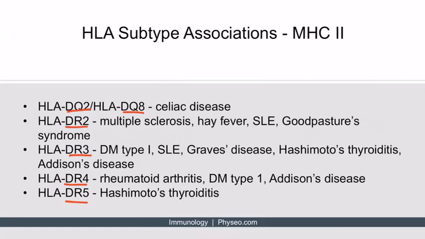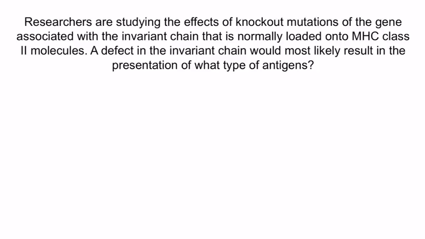Okay, now that we've discussed the content, let's review with a question. Researchers are studying the effects of knockout mutations of the gene associated with the invariant chain that is normally loaded onto MHC class 2 molecules. A defect in the invariant chain would most likely result in the presentation of what type of antigens?